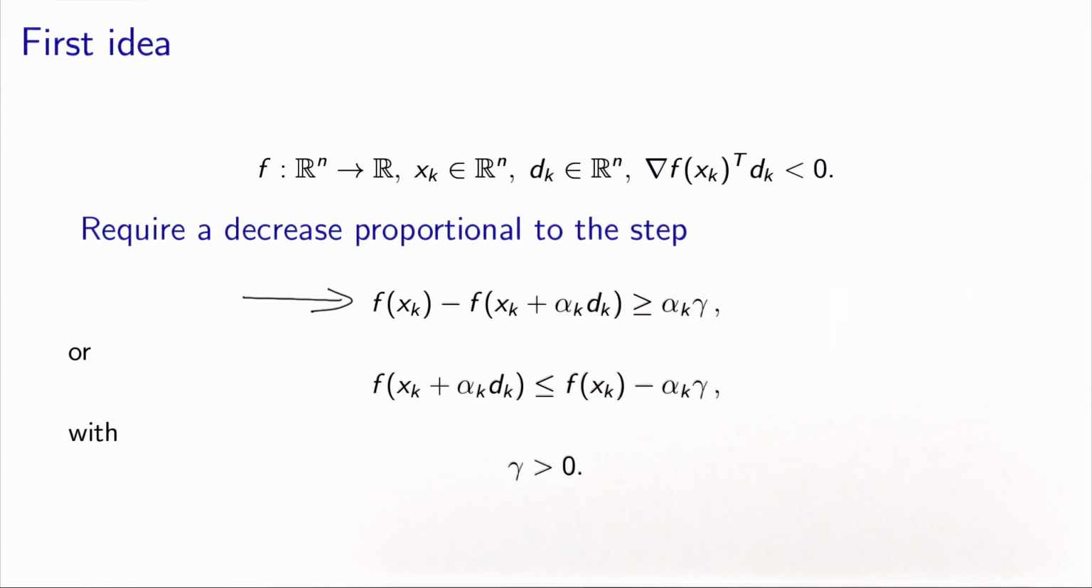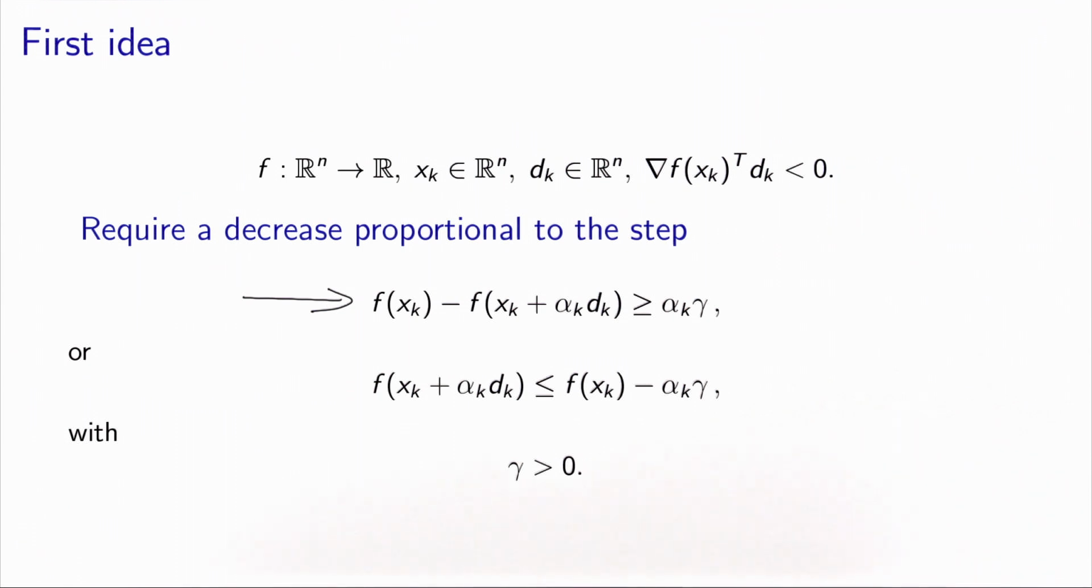We say that the decrease of the objective function when we move from xk to the next iterate xk plus alpha k dk must be at least something which is proportional to the step length. So if alpha k is small, we will allow a small decrease, but if alpha k is big, we will require a large decrease in the function to consider the step to be acceptable. And gamma is the proportionality factor.